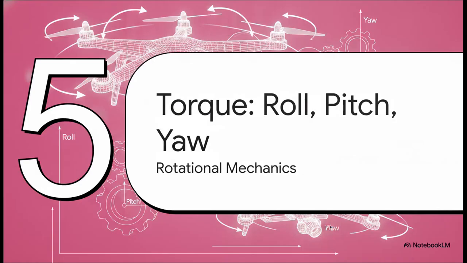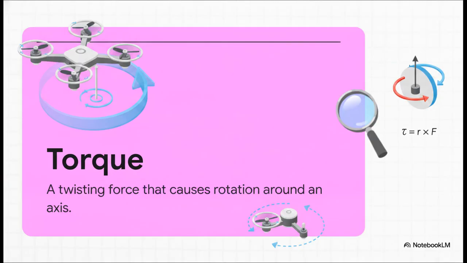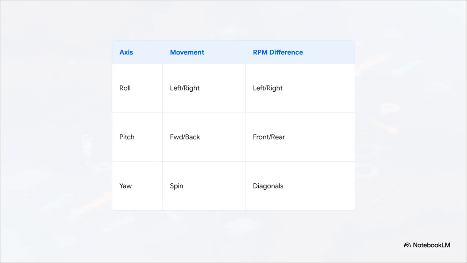And that leads us to Section 5, torque, roll, pitch, and yaw. Now, to maneuver with real agility in 3-dimensional space, a drone doesn't just push up or down. It relies heavily on torque. By definition, torque is a twisting force that causes rotation around an axis. Because a drone has multiple motors, distributed away from its center of gravity, it can basically use them as levers to pivot and twist itself in midair. To pull on these invisible strings of physics, the drone manipulates 3 main axes: roll, pitch, and yaw. By creating very specific RPM differences between various sets of propellers, the craft achieves complete 3D freedom.